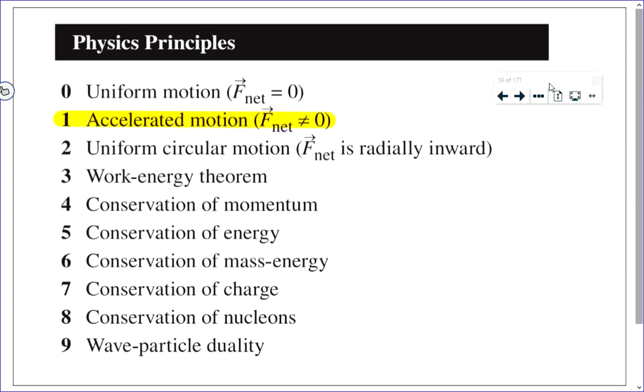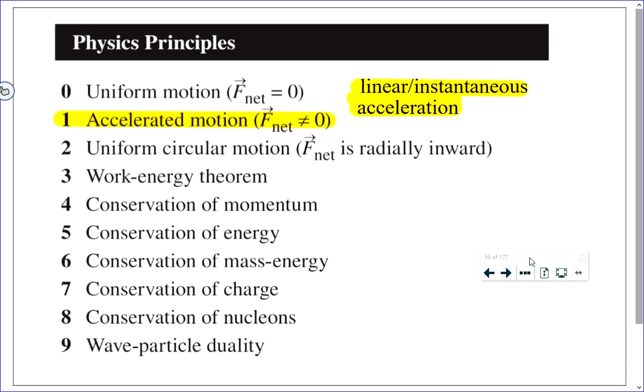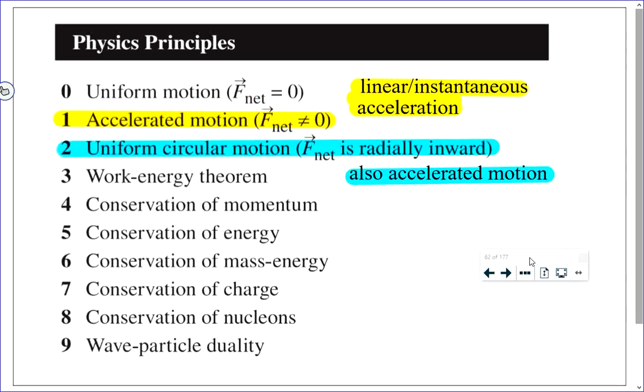So first of all, this is the physics principle we're going to be working with for the next few minutes, accelerated motion. And I have a bit of an issue with that. I always have had an issue with them saying that's accelerated motion. It is, that's true, but I'm going to refer to it as what's called linear acceleration or instantaneous acceleration. And the reason for that is number 2 is also accelerated motion. It drives me nuts that they call number 1 accelerated motion, but they don't elevate number 2 to the status it deserves, which is also accelerated motion.